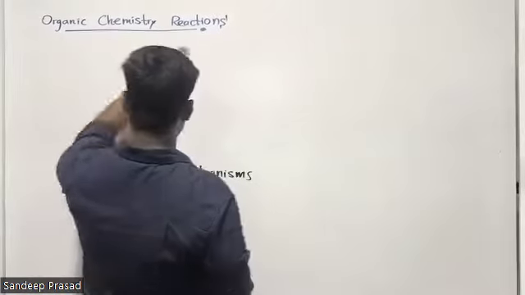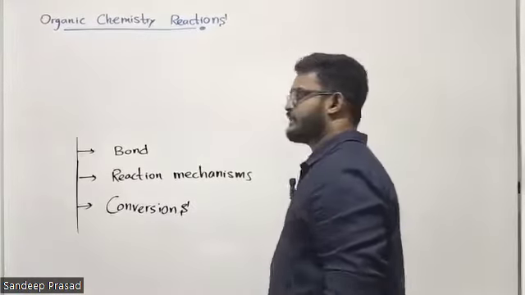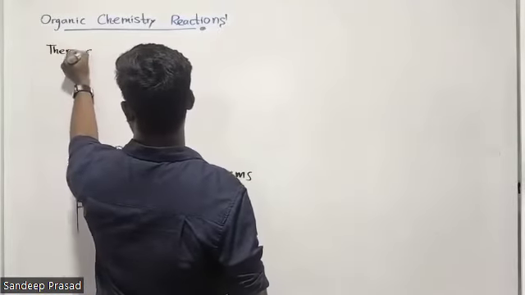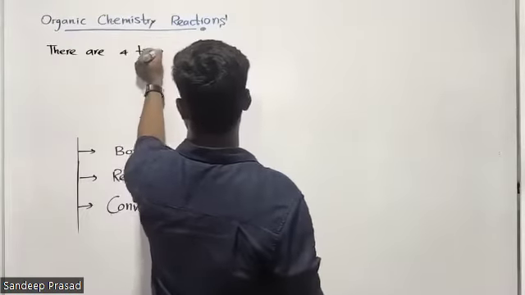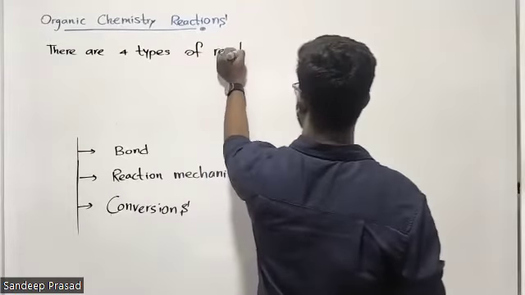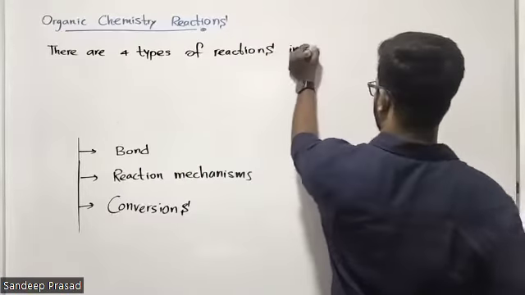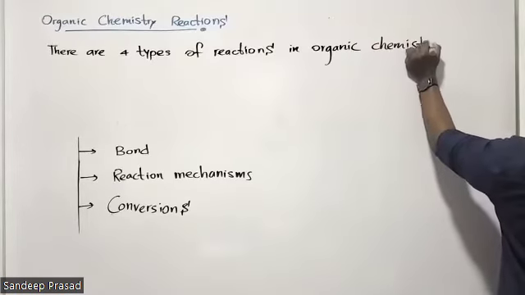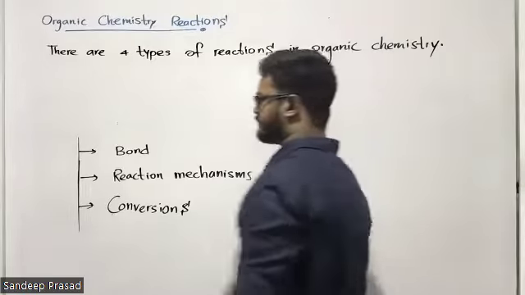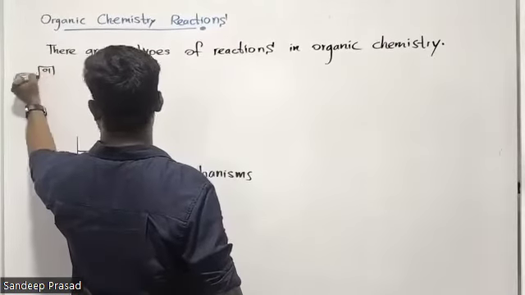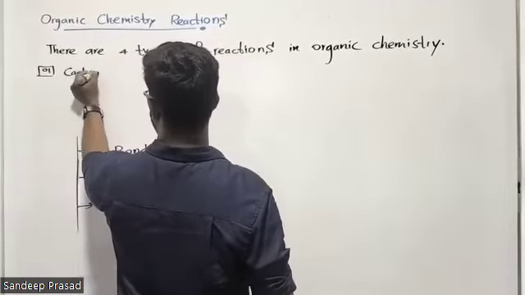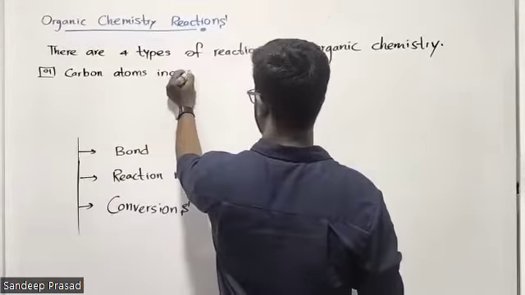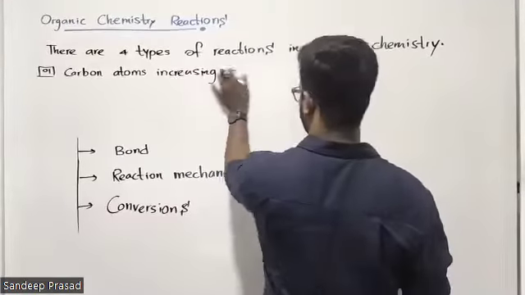Remember, students, when we discuss the reactions in organic chemistry, there are 4 types of reactions in organic chemistry, right? Number 1, the first type that we are going to discuss is carbon atoms increasing reactions. Carbon atoms increasing reactions.